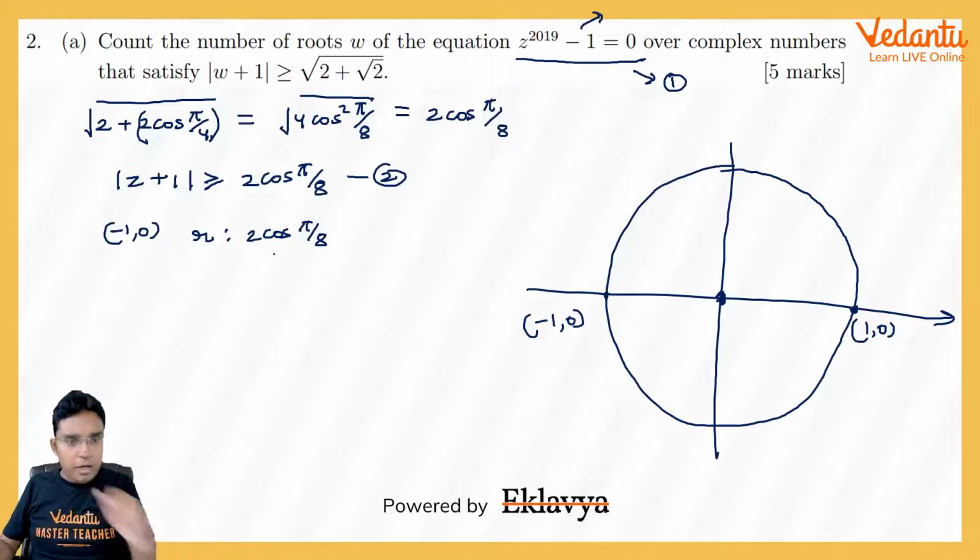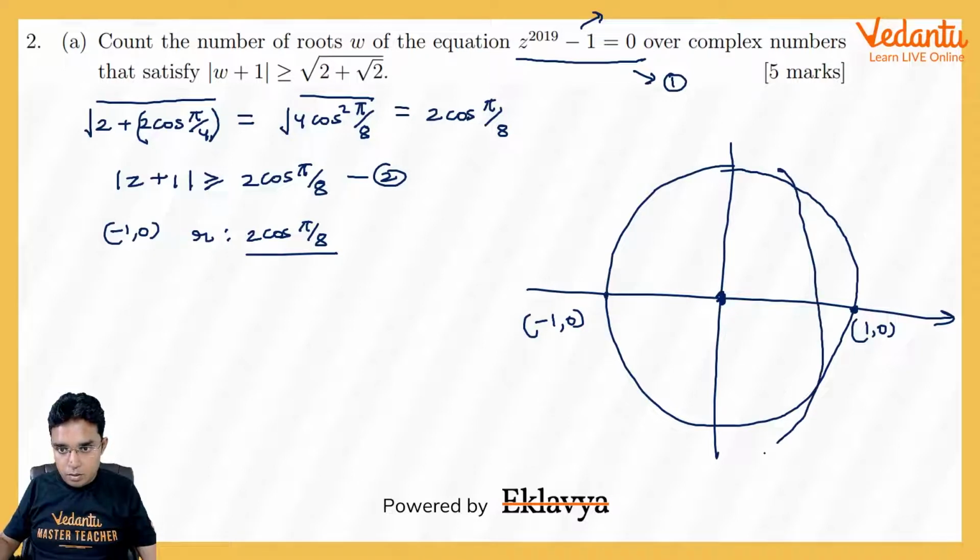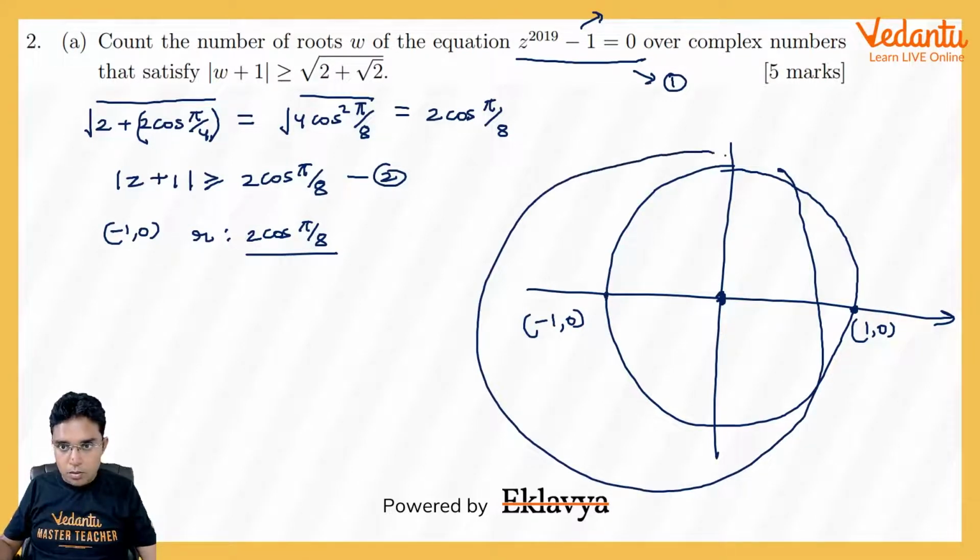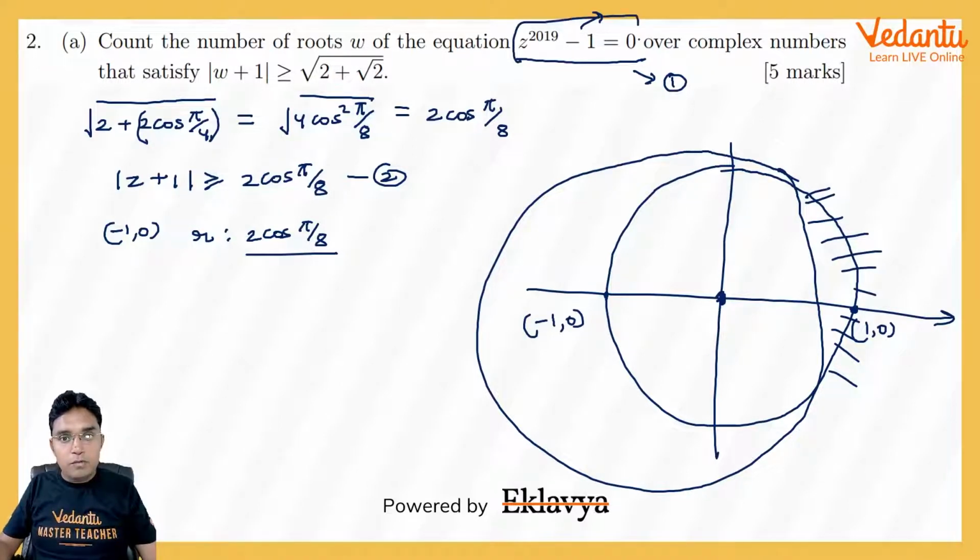So here, taking minus 1 comma 0 as center and 2 cos pi by 8 as radius, which will definitely be greater than 1 but less than 2, there will be a circle like this. Okay, so here we are looking for those z which lie outside this circle and also lie on the circumference such that they satisfy equation number 1. So I think we are looking only in this region, at how many 2019th roots of unity will be lying.